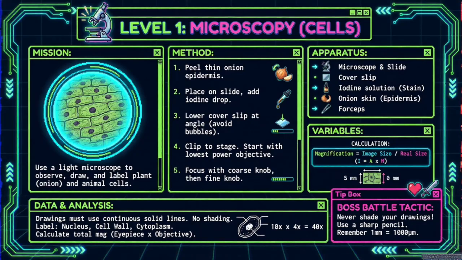Hey there and welcome. In this explainer, we are going to absolutely nail the microscopy required practical, breaking it all down step by step so you feel totally ready for your AQA GCSE Biology exam.